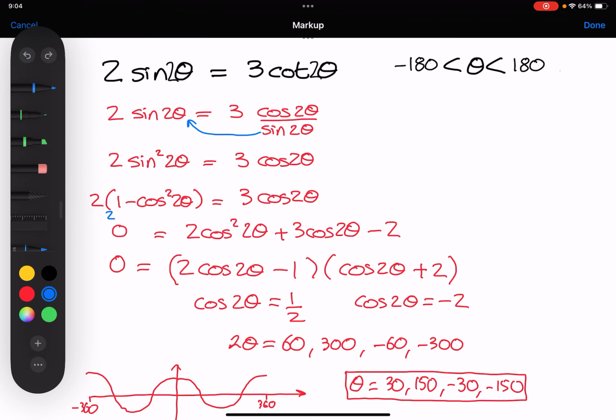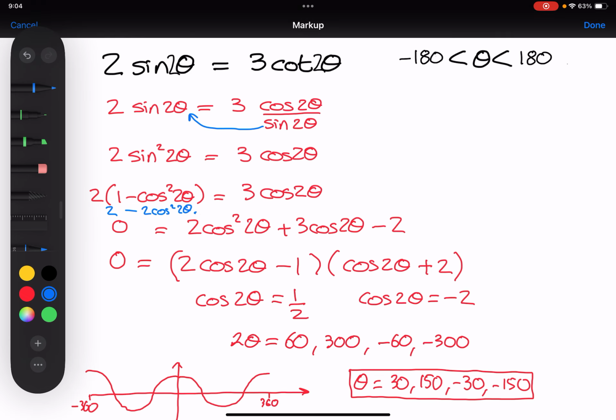I've then expanded this out, so 2 times the 1 and 2 times the cos squared 2 theta. And then I've put everything on the right-hand side. So I've added the 2 cos squared 2 theta, and I've also subtracted the 2. So we've now got this in the form of a nice quadratic, which will factorise. So that's what I've done here.